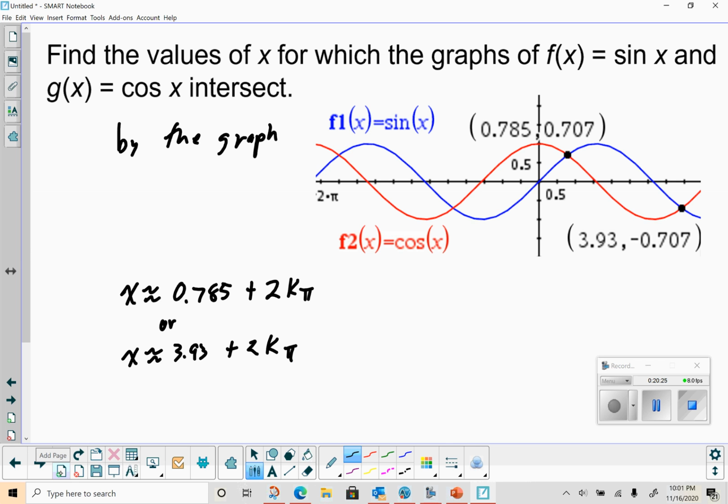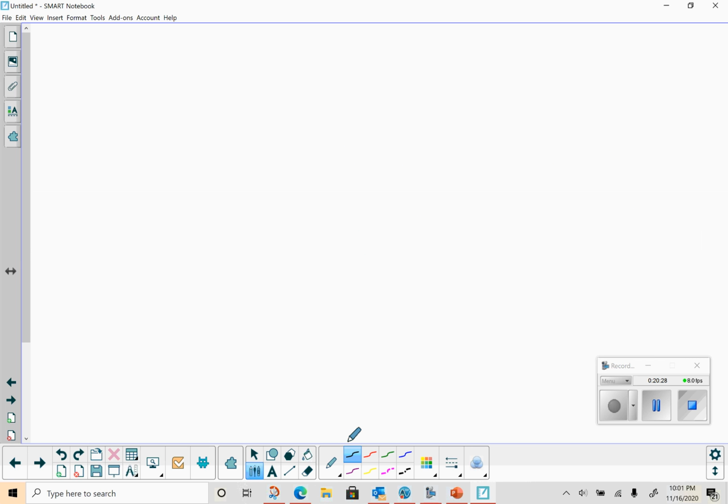Now, another way of approaching this is algebraically. We're looking for the intersections here where sine x was equal to cosine x. I'm not going to get too fancy here. I don't want to square both sides like I did with that previous equation. If I just divide both sides by cosine, that's my definition of tangent. Where is tangent equal to 1?